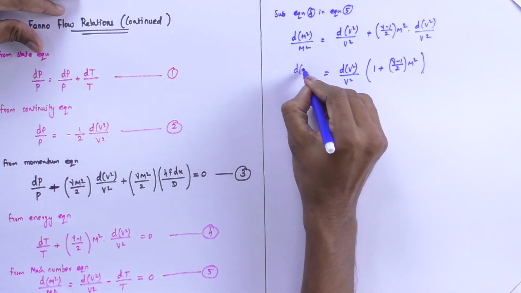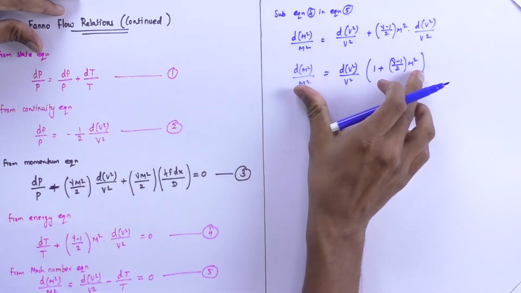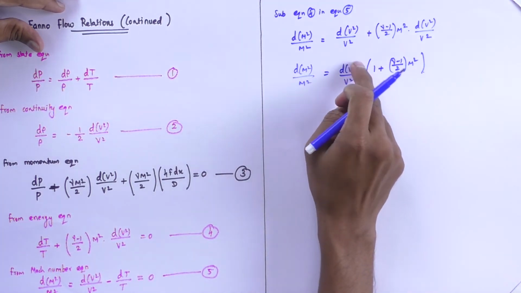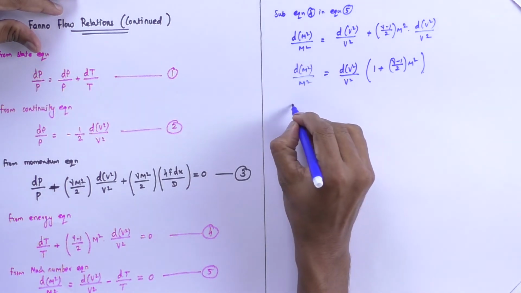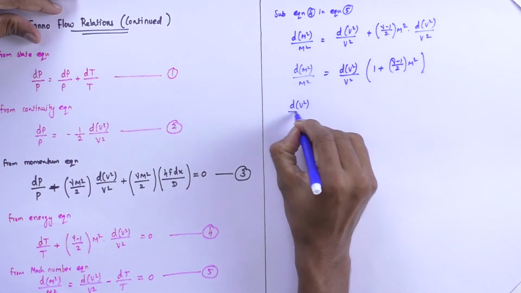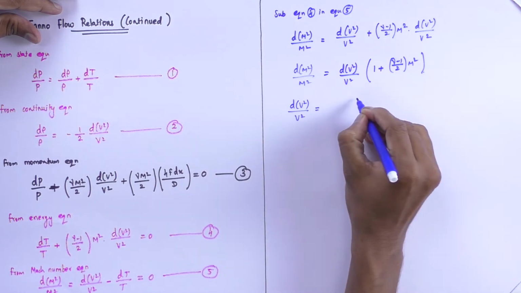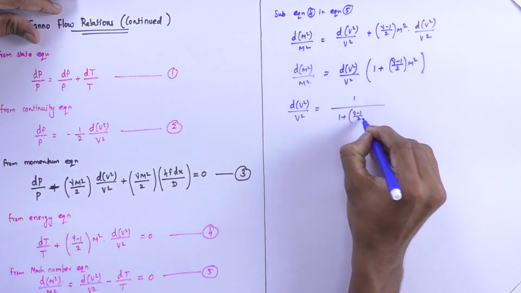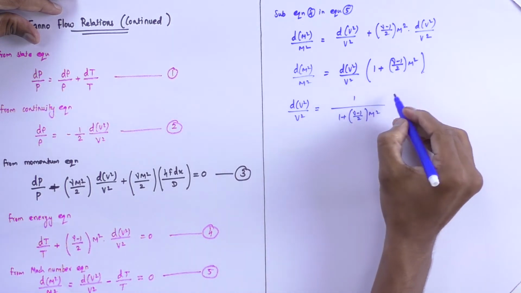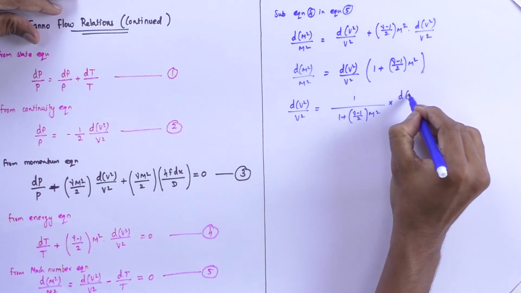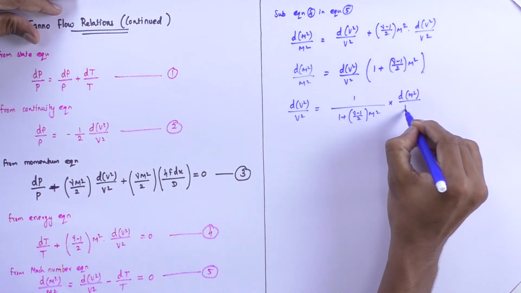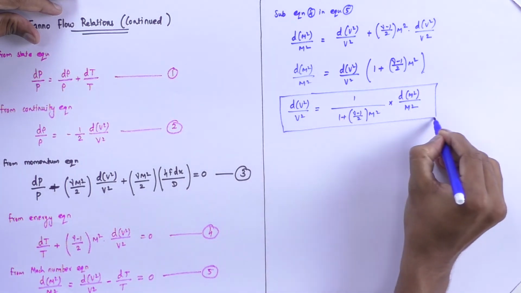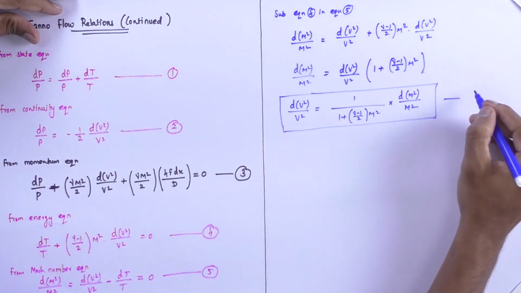So, d of M square divided by M square is equal to this term, but our objective is to represent this velocity variation as a function of Mach number variation. So, d of v square divided by v square is equal to 1 divided by 1 plus gamma minus 1 by 2 M square into d of M square divided by M square. Let us say this is equation number 6.